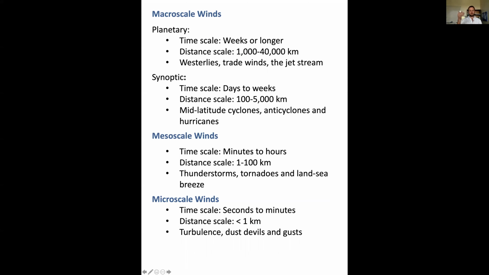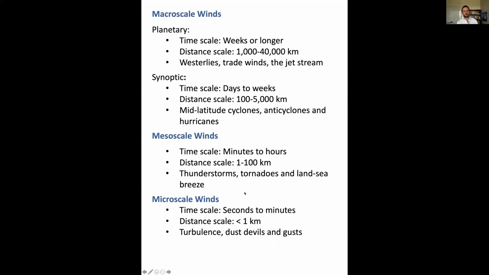Then within those larger systems, there exists a variety of smaller systems. We have mesoscale winds, which we'll talk about a little bit today, which have time scales from minutes to hours and distance scales from 1 to 100 kilometers. For example, thunderstorms, tornadoes, as well as land-sea breeze, which we will refer to later in this lecture.